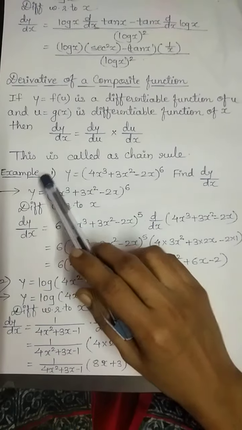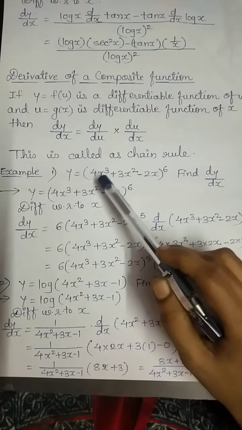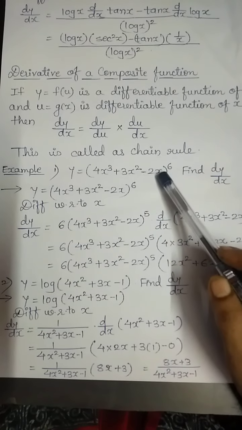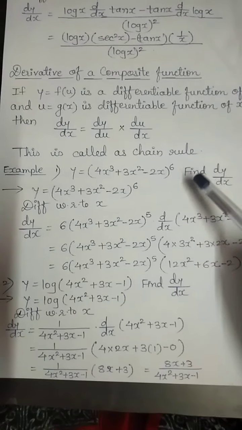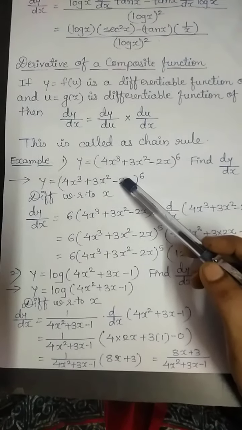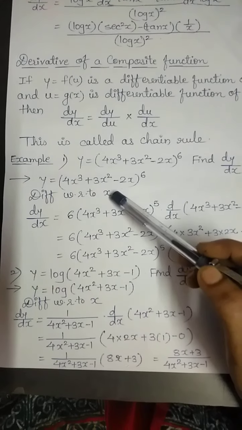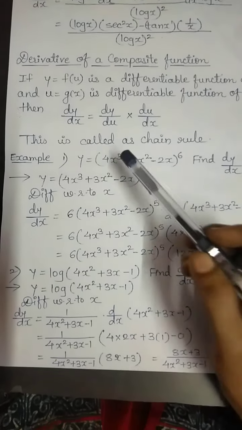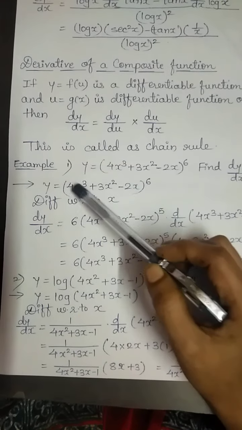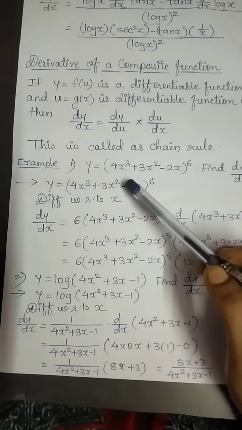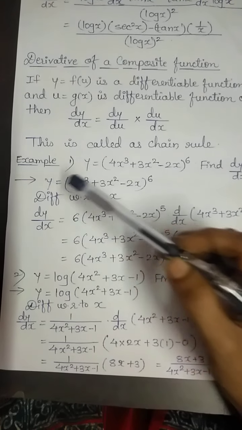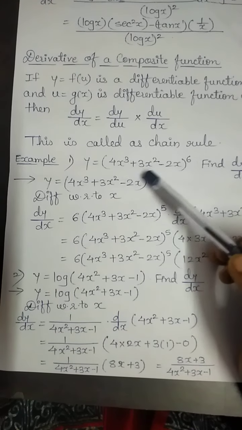So first example, y is equal to 4x cube plus 3x square minus 2x the whole raised to 6. Find dy by dx. Now we will consider the given value of y, differentiating with respect to x. Now here first we will observe the given question carefully. This entire bracket we will consider as x. So this function will be in the form of x raised to 6.